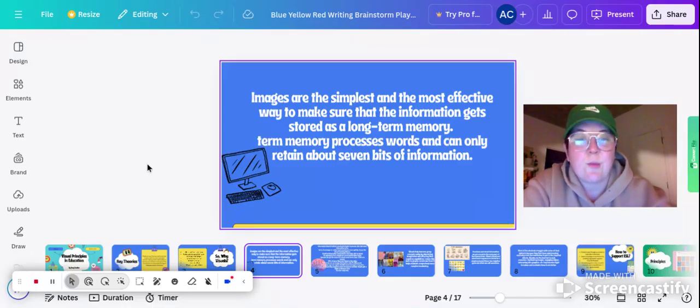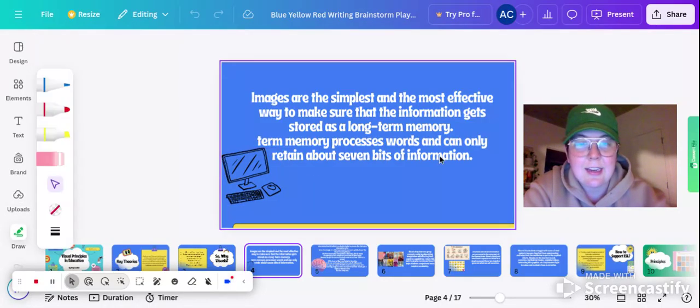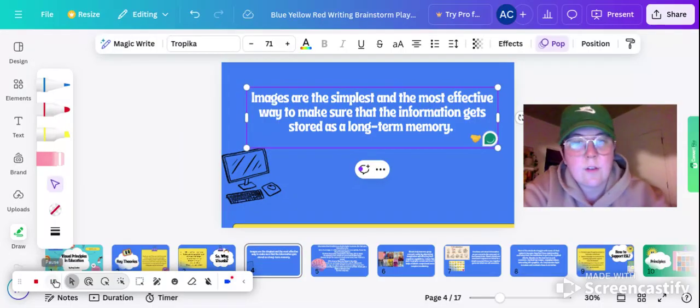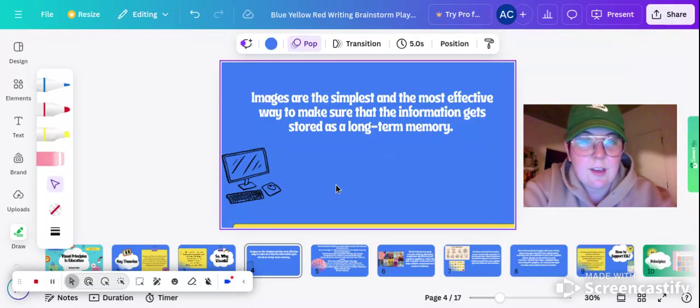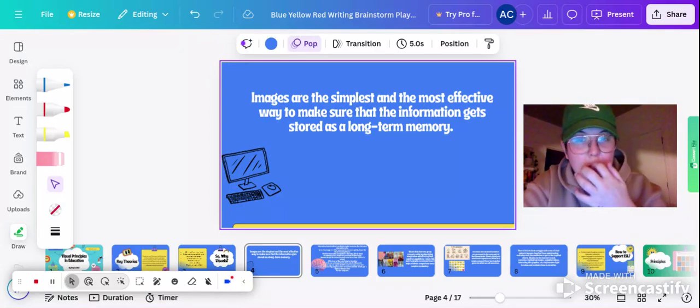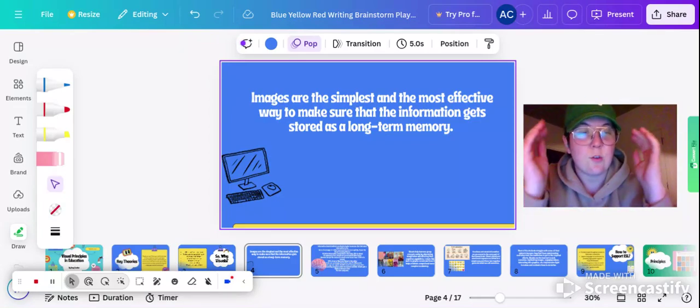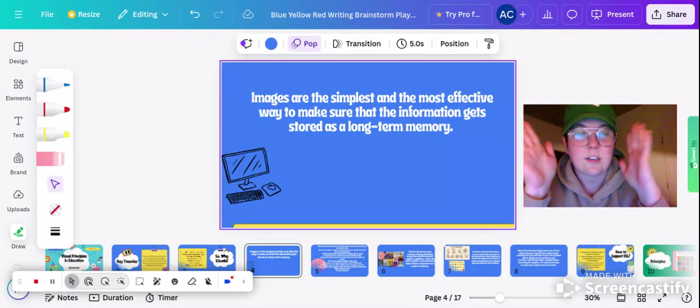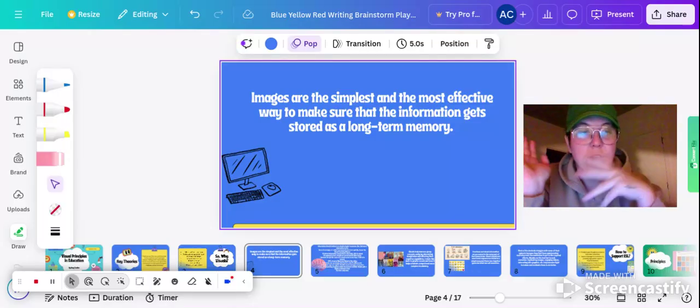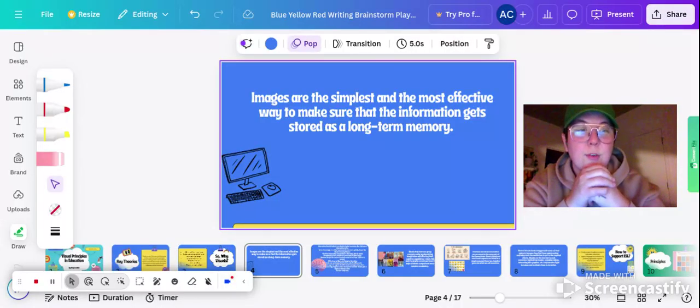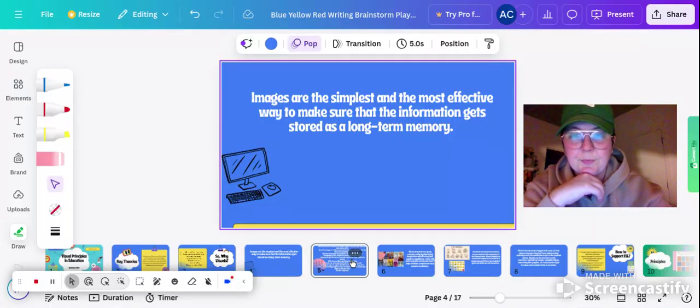Images are the simplest and most effective way to make sure that information gets stored as long-term memory. That is the ultimate goal with learning, that the information being taught is going to be retained over time. We do know that with learning, there is information that we want to learn in the short term, and also information for the long term. Images help increase the opportunity for that information to be stored for a long period of time.